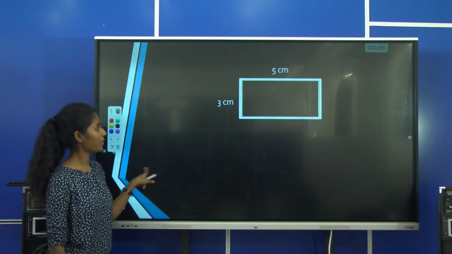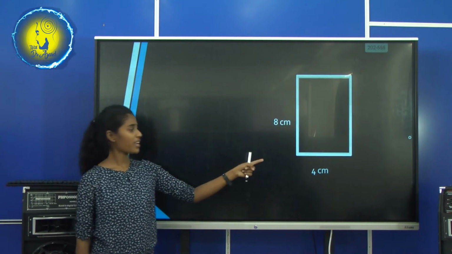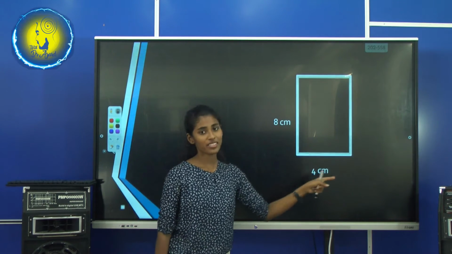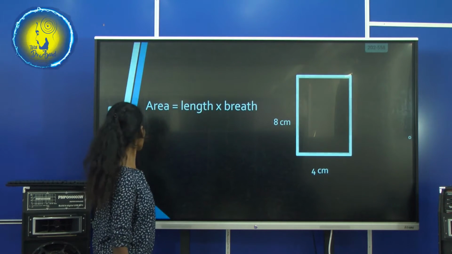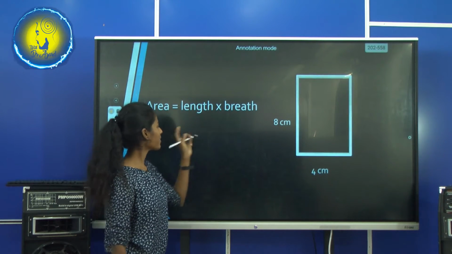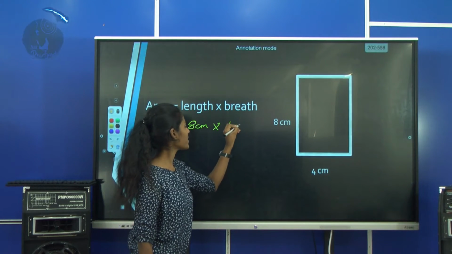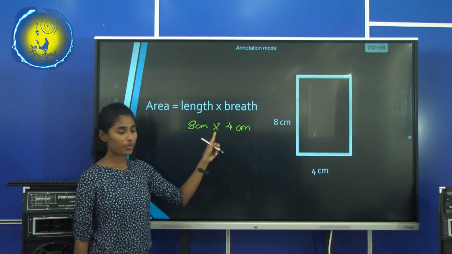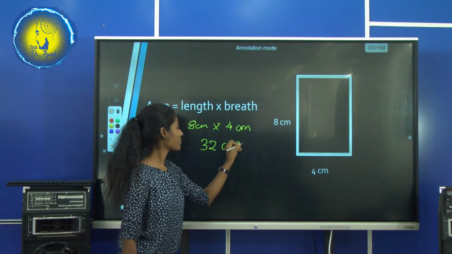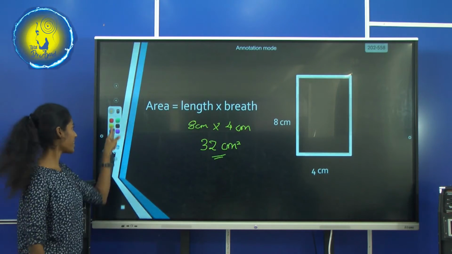Let's do another one with me. 8 centimeters and 4 centimeters. Can you see this rectangle? The length is 8 and the breadth is 4. Area equals length into breadth. Length how much? 8 centimeters. Breadth is 4 centimeters. 8 into 4, 32 square centimeters. Now you have an idea about finding the area of a rectangle.